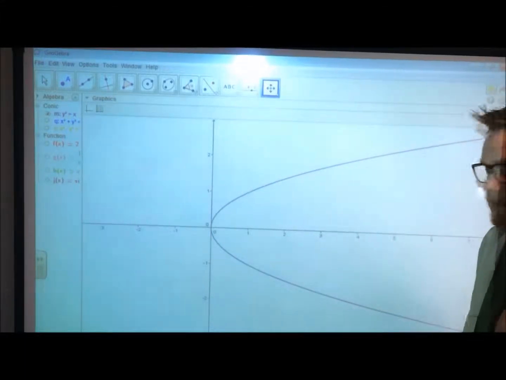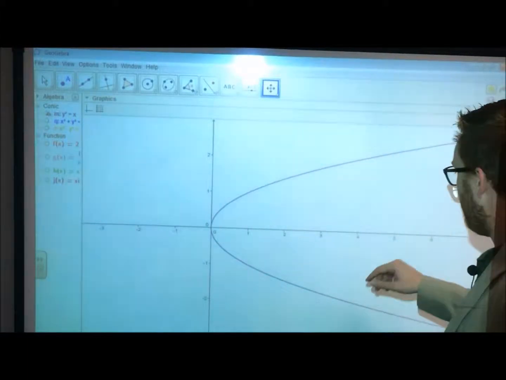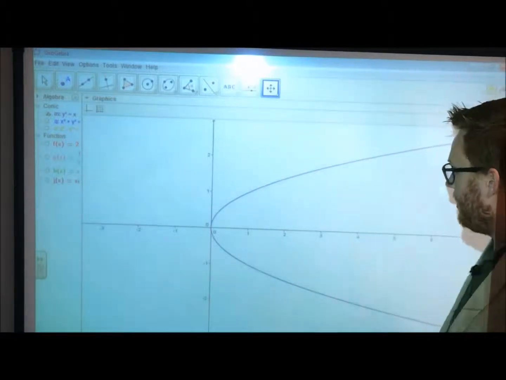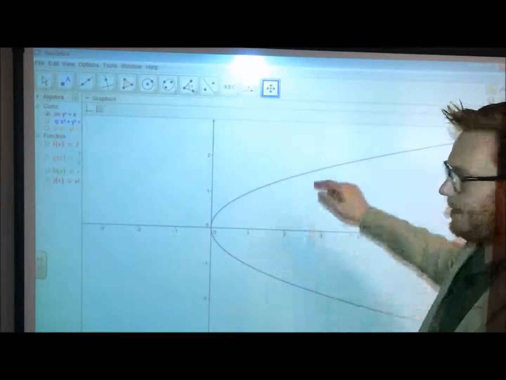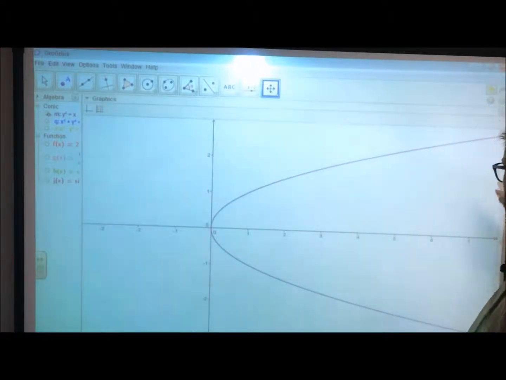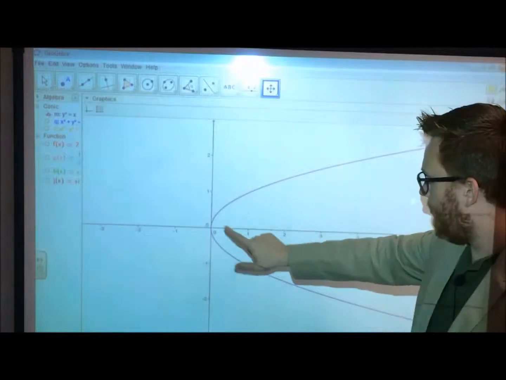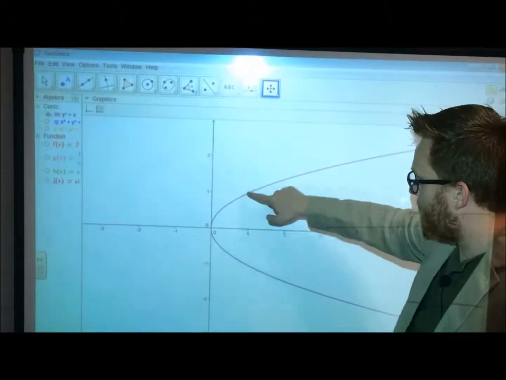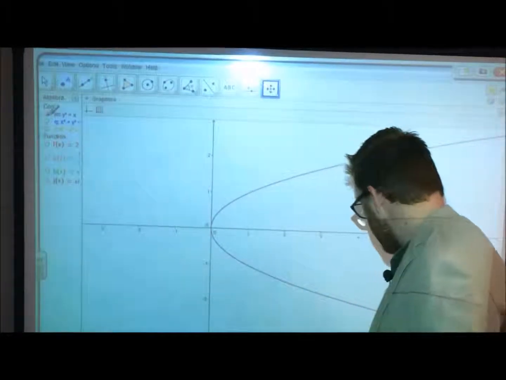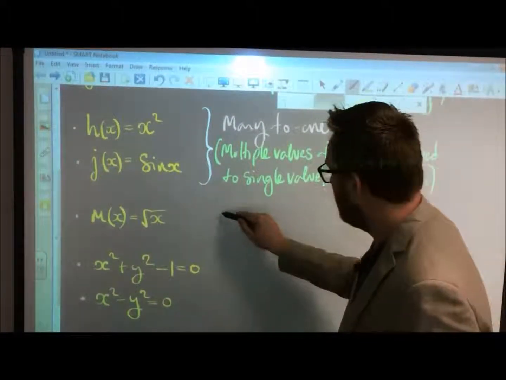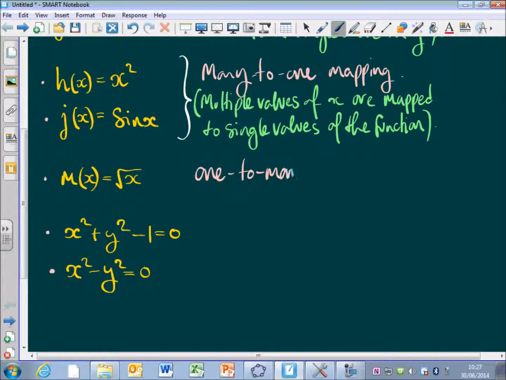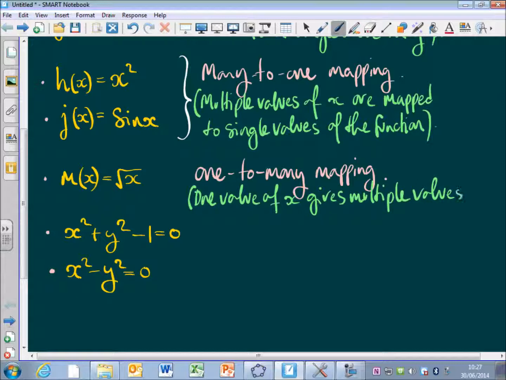So this sort of graph changes this way, and I have to draw a line vertically and see if it cuts twice. So, for example, again, when x equals 1 here, I get two outputs, 1 and negative 1. So this type of graph is not called a many-to-one graph, but a one-to-many graph. This is a one-to-many mapping. And the definition similarly: one value of x gives multiple values for the function.